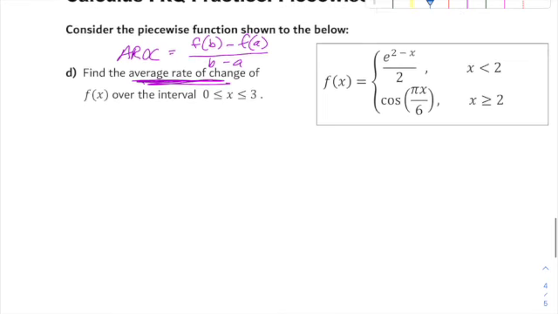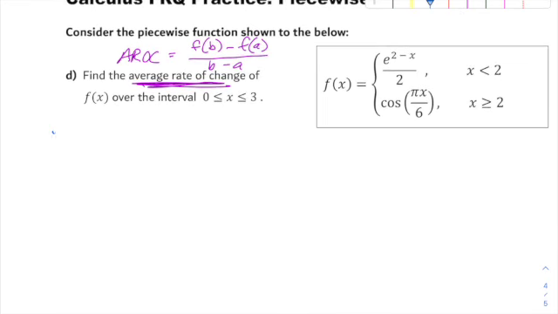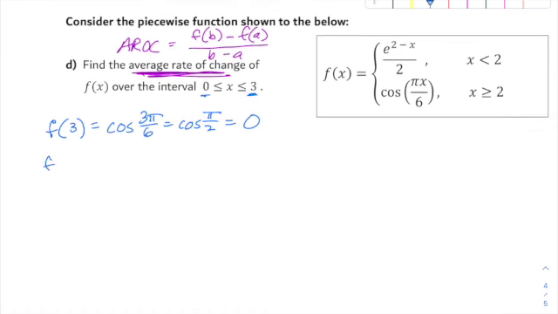So in this problem, you might like to just find them separately first. It's kind of up to you. F of 3, we're going from 0 to 3. So f of 3 is, again, substituting into the bottom one, cosine of 3 times pi over 6. Again, you could stop there, but that's cosine of pi over 2, and cosine of pi over 2 is 0. Kind of nice review of the unit circle. F of 0, the other x value, that would be substituting into the first piece, so e to the 2 minus 0 over 2, and that's just e squared over 2.